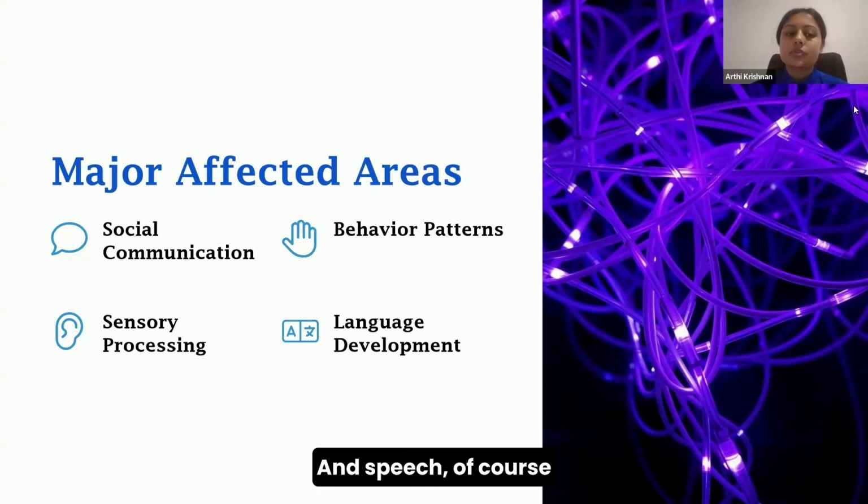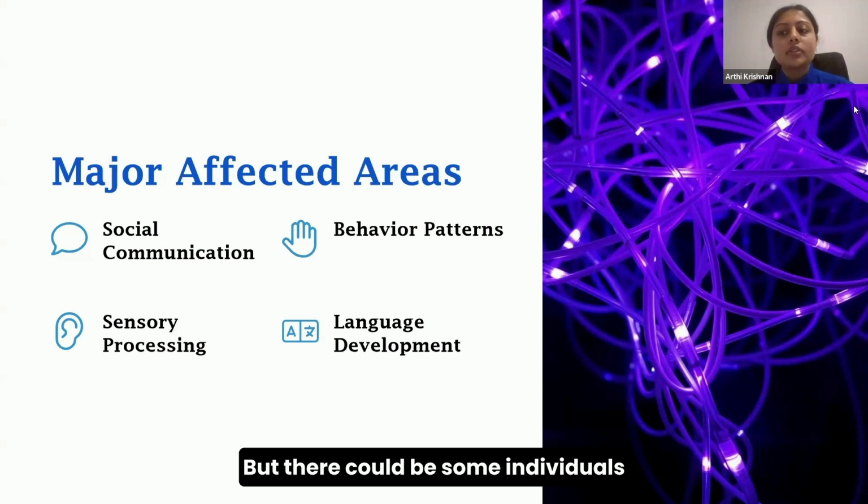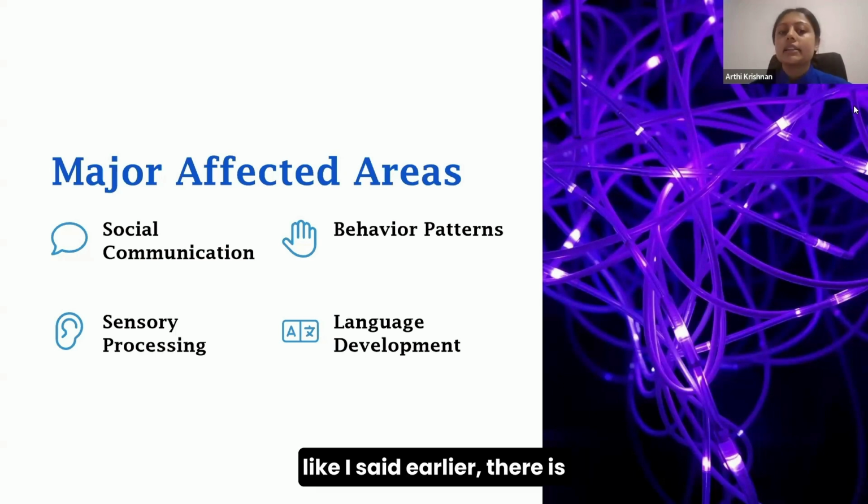And speech, of course, tends to be affected. But there could be some individuals with autism spectrum disorder where speech is intact, but they show other features of autism. That's why I said it's a spectrum and not everyone is going to be the same. And there could be some individuals where speech is intact. Then in behavioral patterns, like I said earlier, there is repetitive behavior, right? Engaging in solitary play.